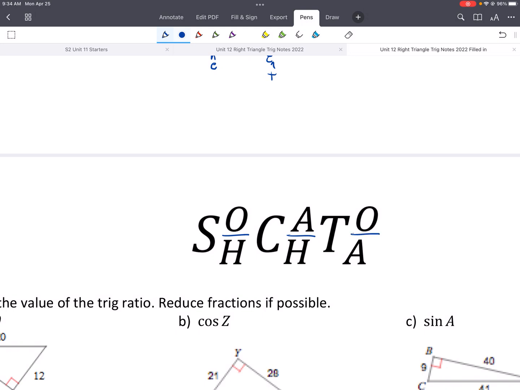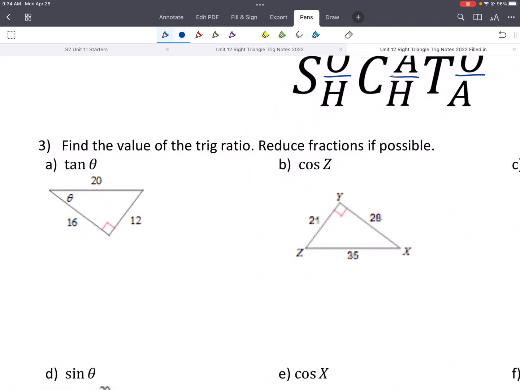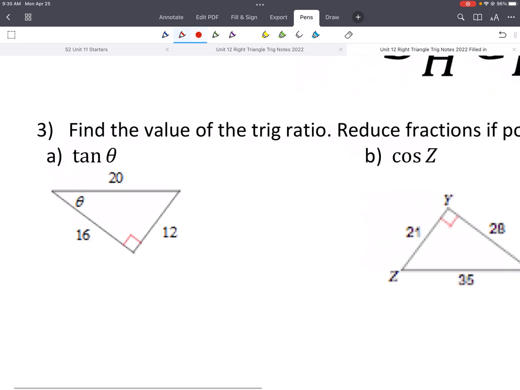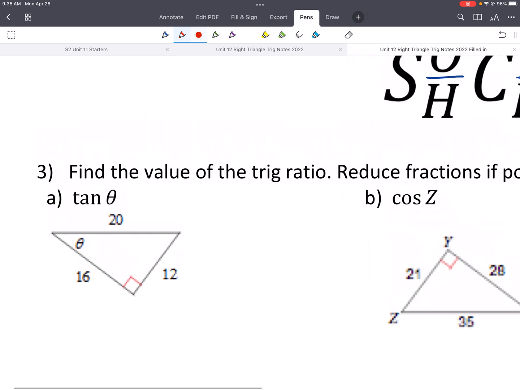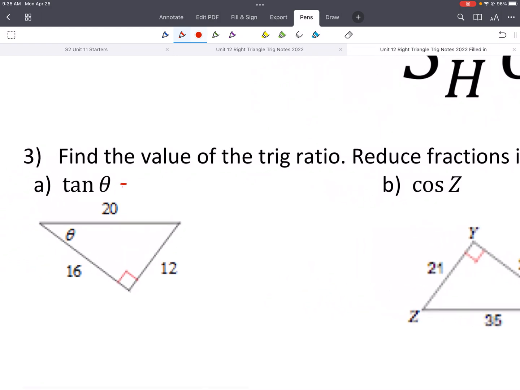All right, so let's use SOHCAHTOA, our trig functions, in order to find some ratios. That's what we're focusing on today, those trig ratios. Make sure you reduce your fractions if possible, and no decimals here. First off, they want us to find the trig ratio for tangent. If we look over our SOHCAHTOA, tangent uses opposite over adjacent. So we want to figure out what O over A is. Before we do that, we probably should label the sides of the triangle as H, O, A.